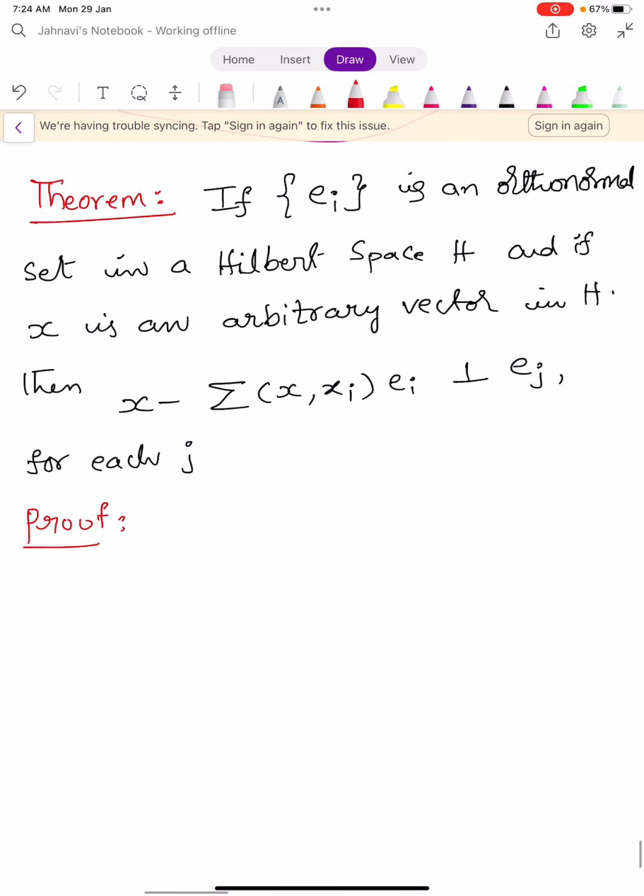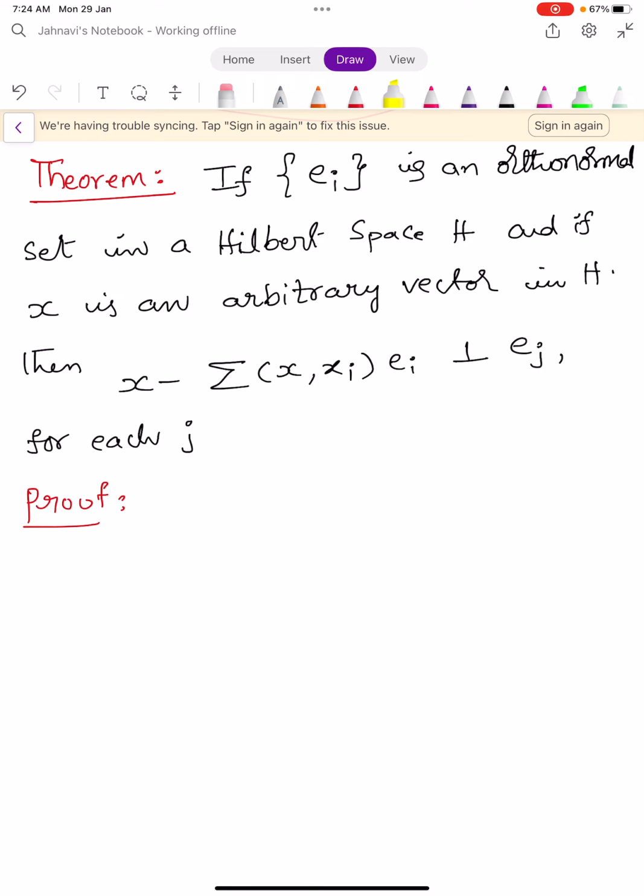In this video, we prove a theorem. Let us see the statement. If {e_i} is an orthonormal set in a Hilbert space H, and if x is an arbitrary vector in H, then x minus summation of inner product of x comma e_i into e_i is perpendicular to e_j for each j, where the summation runs over i. Remember that. So we prove this theorem.